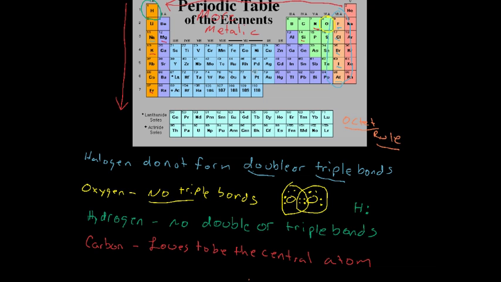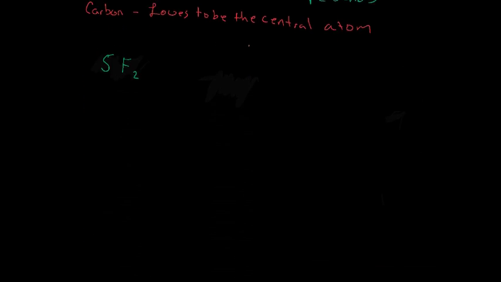Alright, in the last video we talked about some rules or guidelines that will help us in writing Lewis dot structures for compounds. We talked about how halogens don't like to form double or triple bonds, about how carbon loves to be the central atom. And we also talked about the metallic nature of the periodic table as you move left and down, and how usually your central atom likes to be the more metallic atom. So that being said, let's go ahead and start doing some actual problems.